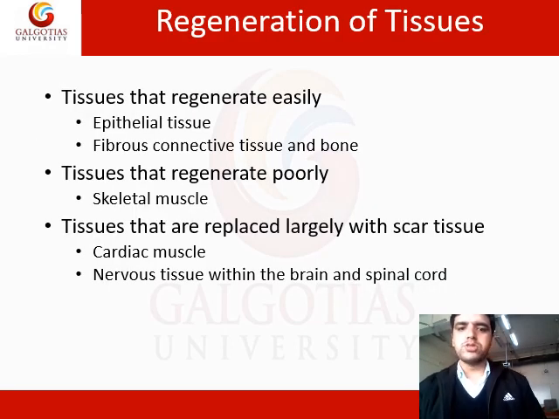There are different types of tissues, depending on what kind of regeneration can be found within them. Tissues that regenerate easily are the epithelial tissues, fibrous connective tissues, and bones. Basically, once there is some kind of damage, the epithelial tissues can be regenerated. Tissues that regenerate poorly are the skeletal muscles. Once skeletal muscles are lost, it will take time to regenerate. Tissues that are largely replaced with scar tissue include the cardiac muscles and the nervous tissues within the brain and spinal cord.